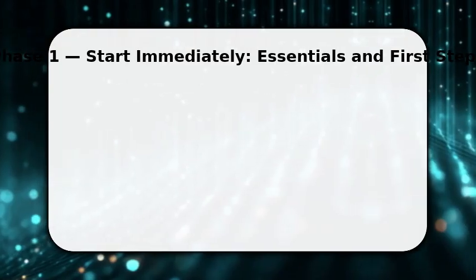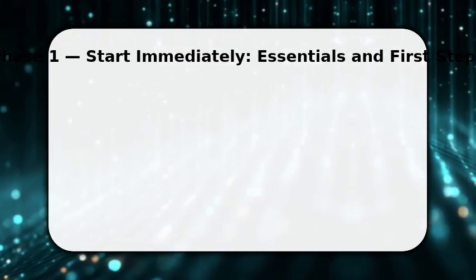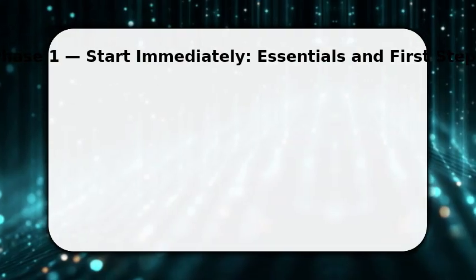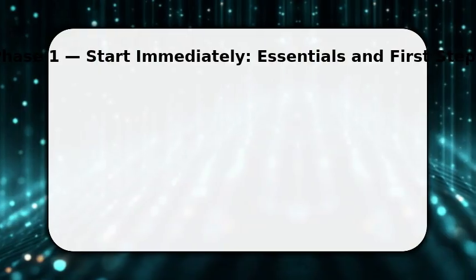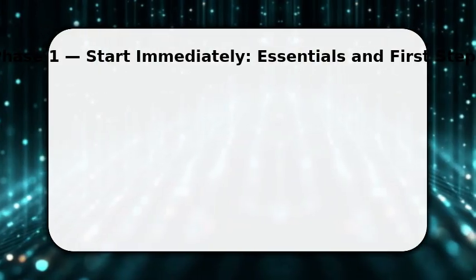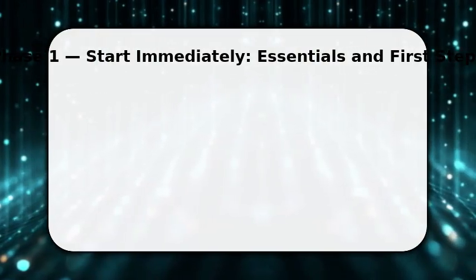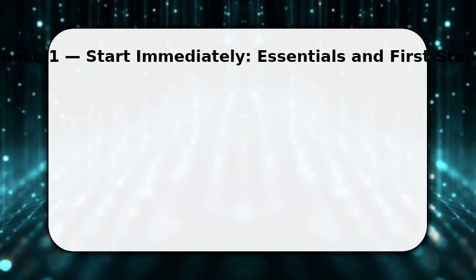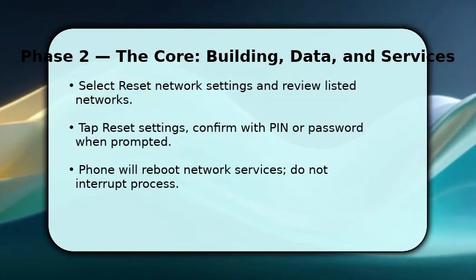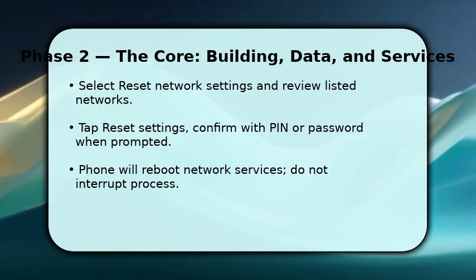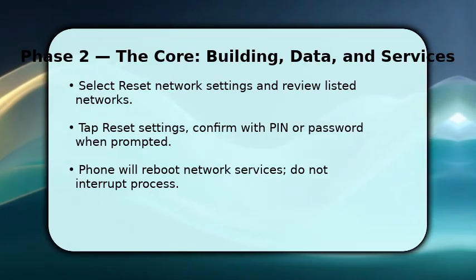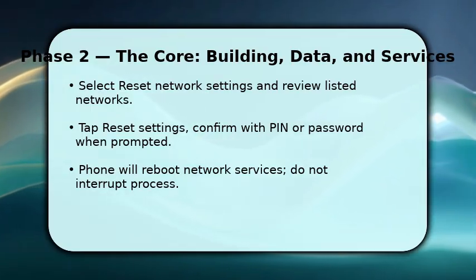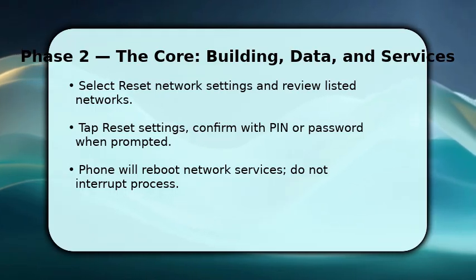You're doing this to clear misconfigured cellular and Wi-Fi profiles, which often fixes connectivity glitches. Make sure to pause if you cannot recall any account credentials, because you'll need them after the reset. Now tap Reset Network Settings and read the list of items that will be removed: saved Wi-Fi networks, Bluetooth pairings, and mobile data settings. Press Reset Settings, then authenticate with your PIN or password when prompted. This confirms you own the device.